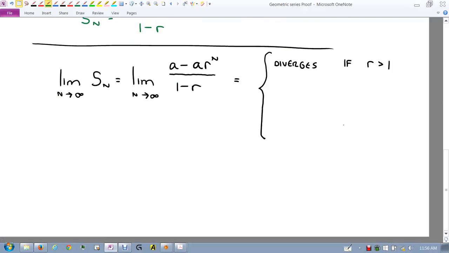But what if r is less than 1? So if that number is less than 1, this thing goes to 0, doesn't it? And then all that's left is the a right here over whatever 1 minus r is. Because that piece goes away. Well, this whole term right here goes away. Y'all see that?